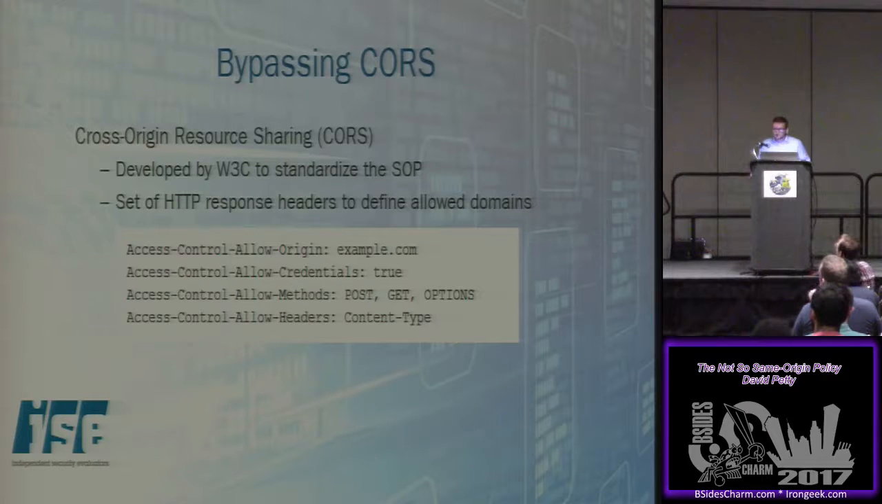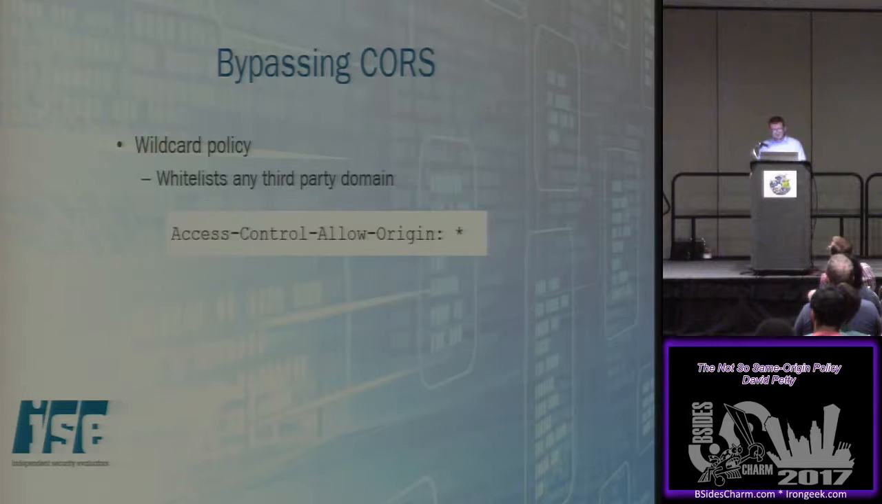Okay. So let's talk about CORS. It was developed by the World Wide Web Consortium to basically standardize same origin policy configurations across the internet. It's basically just a set of HTTP response headers that define what requests can be sent cross-origin that the server will accept and send responses to. So the Allow-Origin header at the top is whitelisting example.com, that domain. The Allow-Credentials header is saying if that cross-domain request can send cookies or not, so if it can be authenticated. And then the Allow-Methods and Allow-Headers just specify what methods and headers can also be sent.